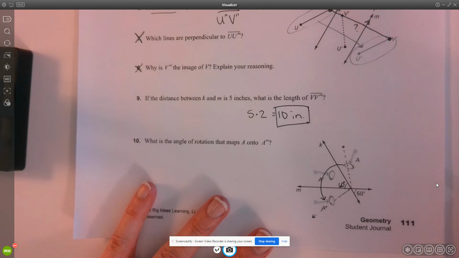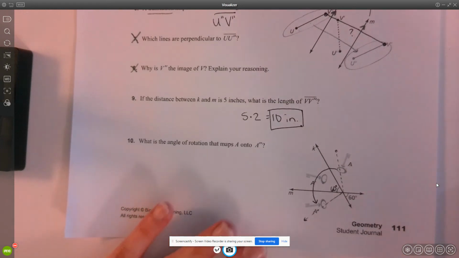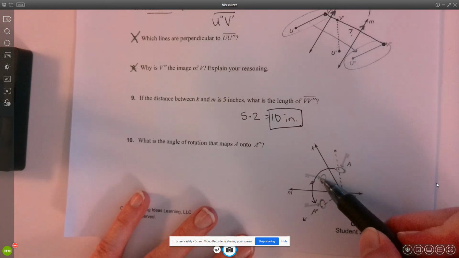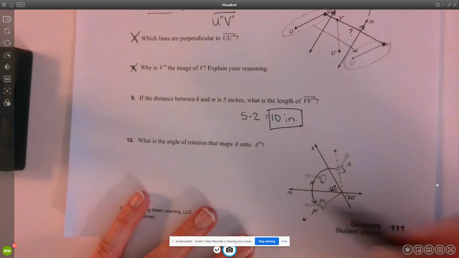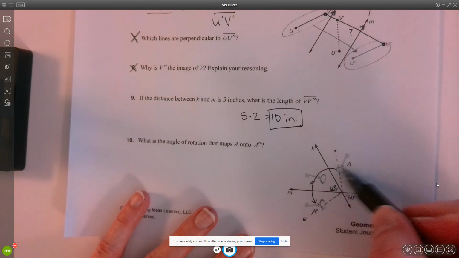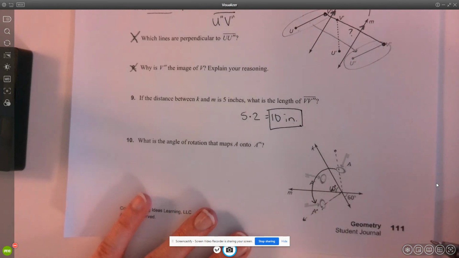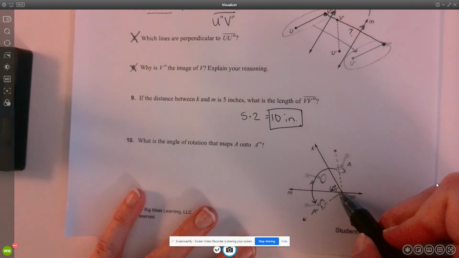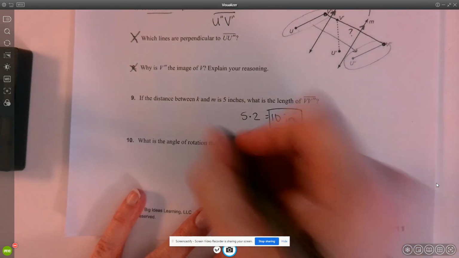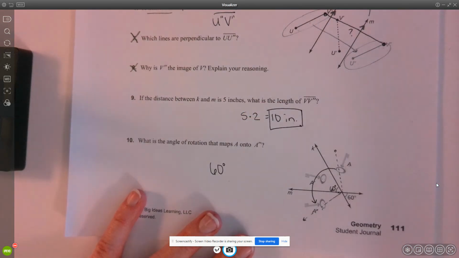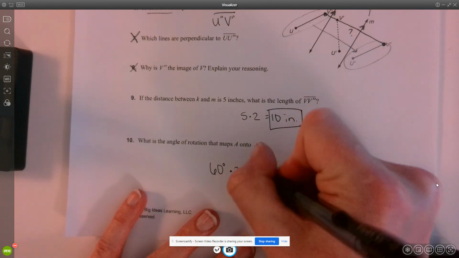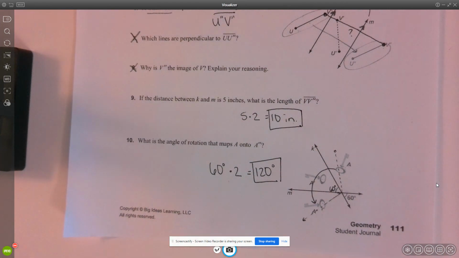Similar to the situation up above, we learned that when you reflect a figure 2 times over intersecting lines, this angle of rotation is twice or double the angle at which the two lines intersect. So the two lines intersect at 60 degrees. So if I double that, that will give me the angle of rotation that maps A onto A double prime. So my angle of rotation is 120 degrees.